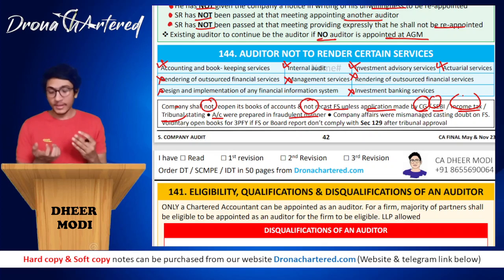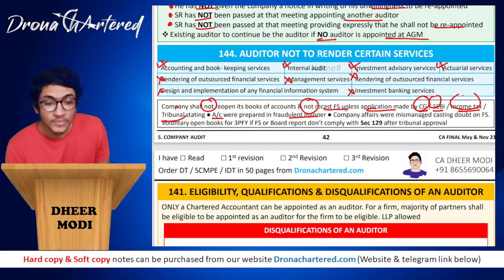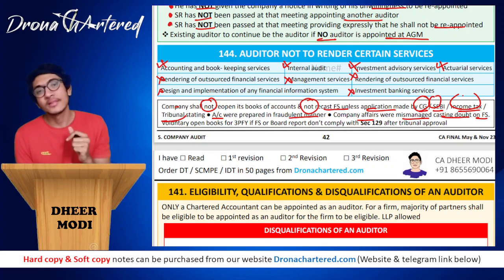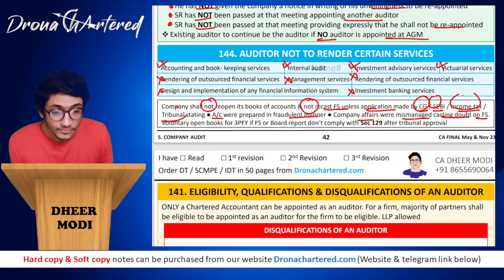Since your accounts were prepared in a fraudulent manner, that's why they might put in an application to open your books. Or the company's affairs were mismanaged, casting doubts on the financial statements. That means the affairs of the company were not proper. There are certain doubts on the financial statements' accuracy and reliability.